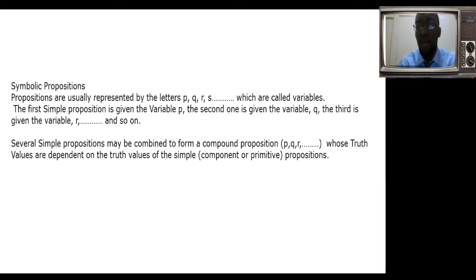All right, where we can just use the letter P to represent I am a male, Q to represent I am 6 feet tall, and R to represent I am a teacher. All right, that's all there is to it. So let's look at the example right here.